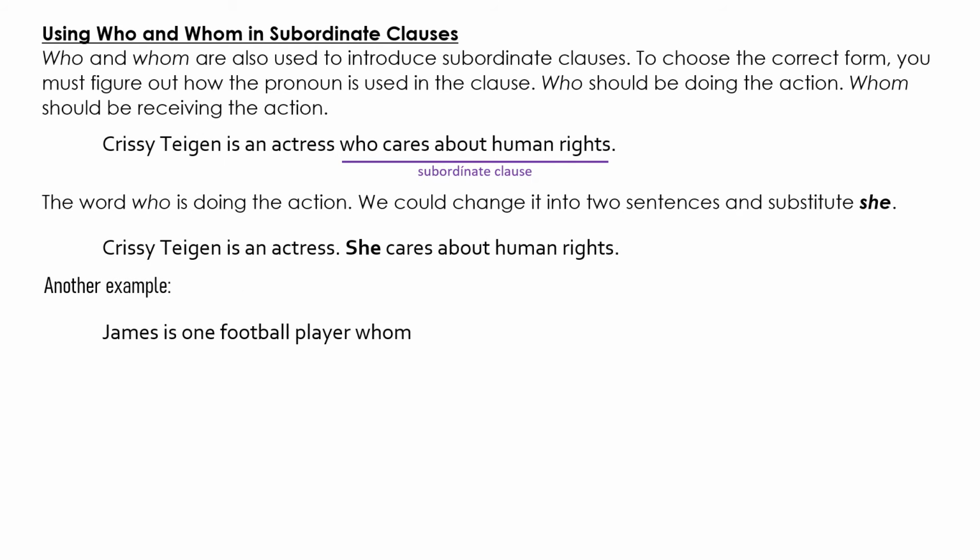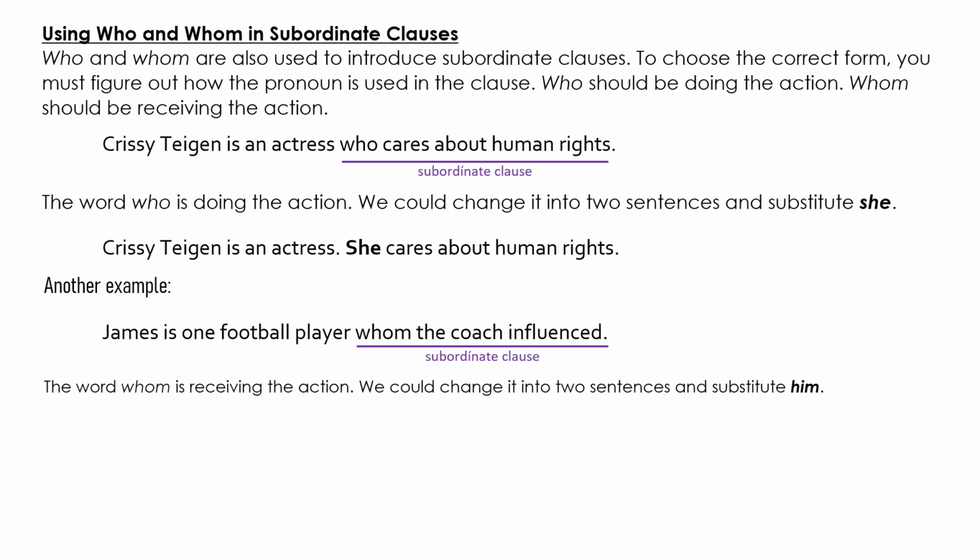Another example: James is one football player whom the coach influenced. Whom the coach influenced is a subordinate clause. The word whom is receiving the action. We could change it into 2 sentences and substitute him. James is one football player. The coach influenced him.